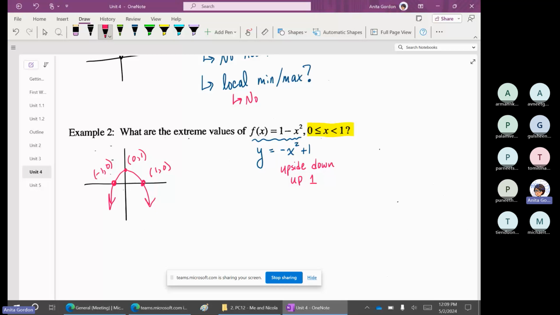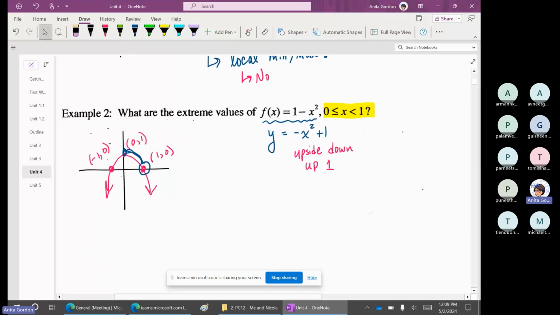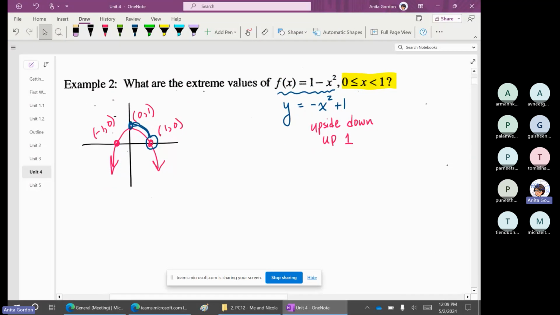Okay, so this is the function negative x squared plus 1. If I restrict my domain, I'm going to color over it in blue. I am including 0 and I am excluding 1. So I'm only interested in this part of the graph. Now if I focus in on the blue I've written, what are the extreme values of the blue picture, not the pink picture? 0, 1 is a what? It is a global max.